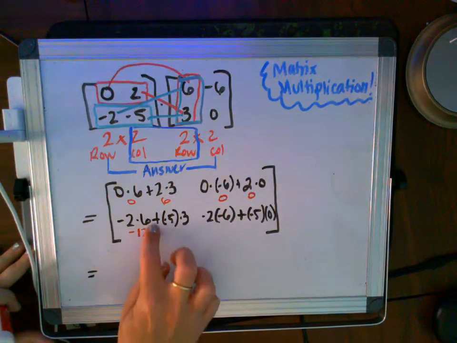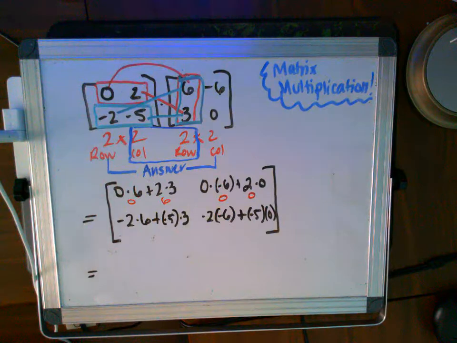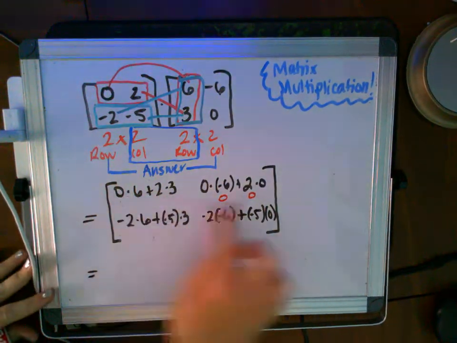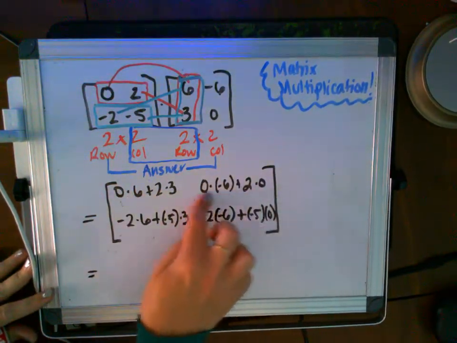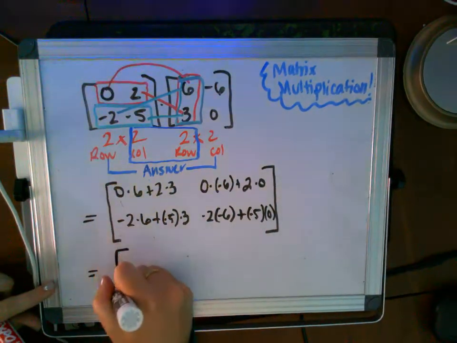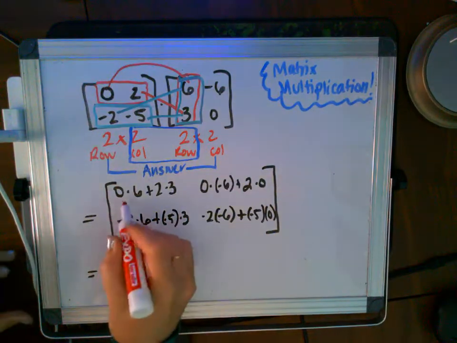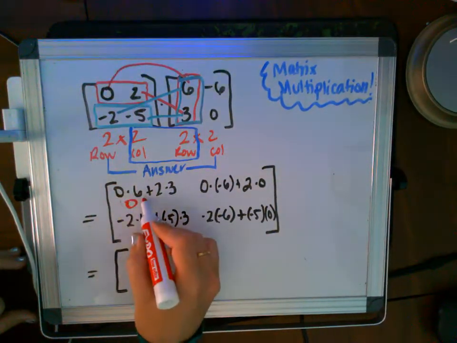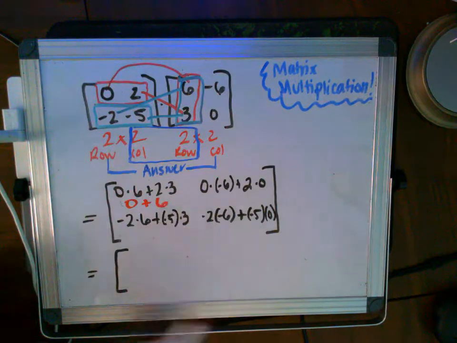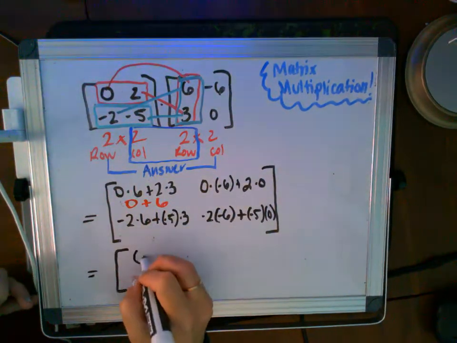Okay, let's back that up a little bit. Actually, we'll do that whole last piece. Let's go ahead and go to our answer and simplify as we go. So 0 times 6 is 0, and then 2 times 3 is 6. So that's going to be 6 for row 1, column 1.